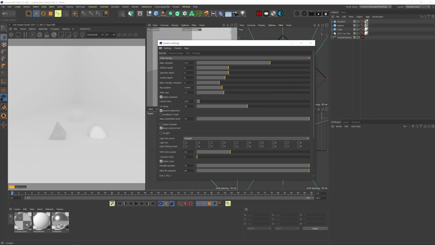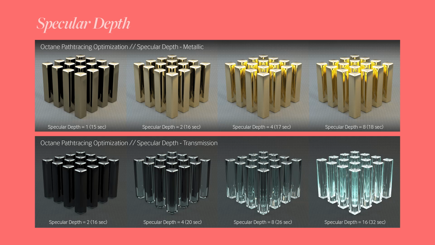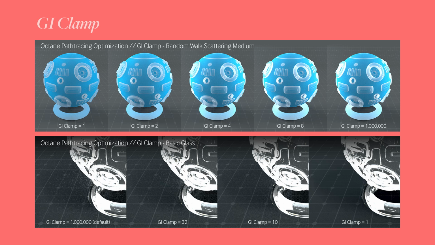If you go to your Octane settings, first of all, I'm always on the path tracing kernel. Honestly, I never even bother with other kernels. Path tracing is perfect for everything I need, and most of these settings don't affect the lighting except the depth settings and GI clamp. Basically, the higher the depth number is, the more light bounces will hit the diffuse or specular channel, which will basically help make them brighter. Same for the GI clamp, which refers to the overall light bounces in your scene. You can see the effect higher numbers have. Try not to go too high because it'll increase your render times.